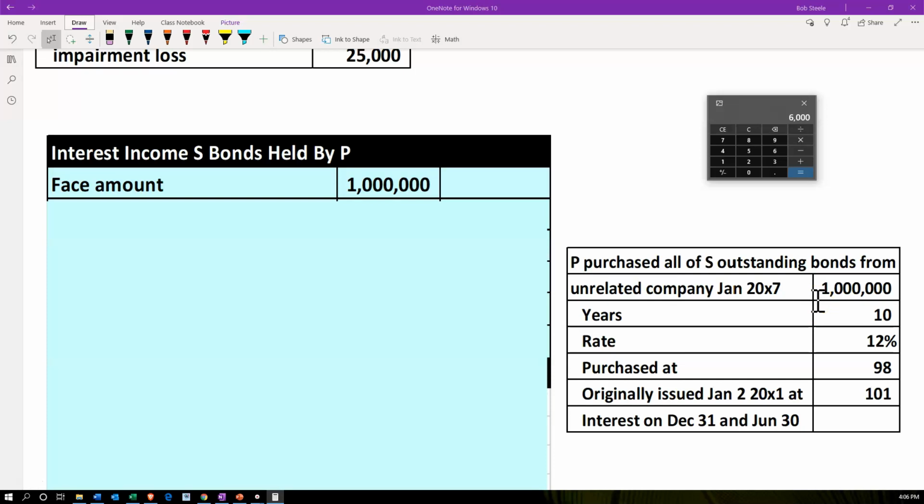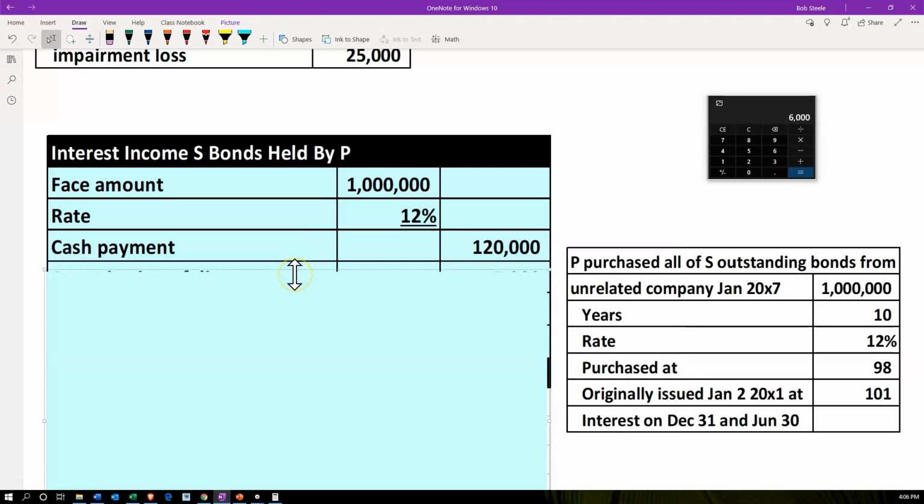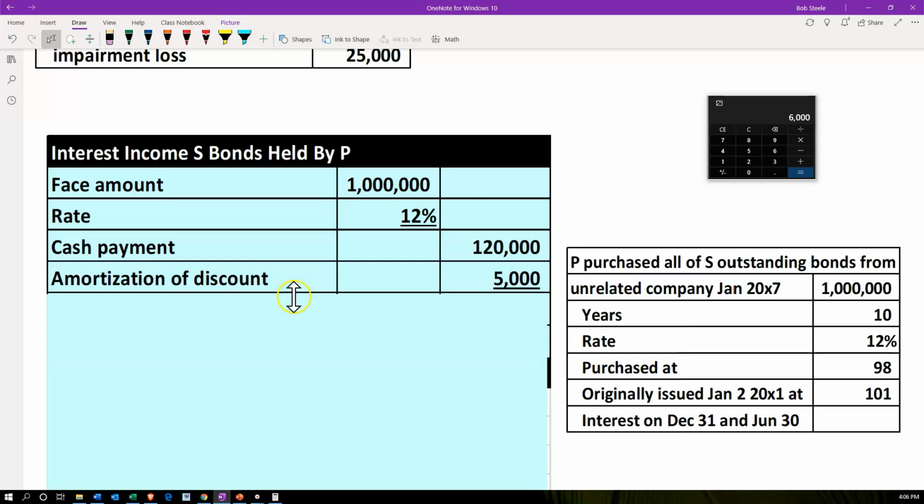So we don't have that problem as we had in the prior presentation where they only purchased like a portion of them. So in that sense, this will be a little bit easier, although this happened in the current year, so it's a little bit different. So okay, we have the face amount of the 1 million. The rate is going to be that 12%. The cash payment then is going to be the 120,000, which is the 1,000 times the 12%, of course.